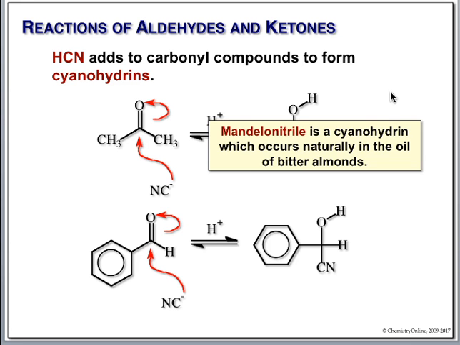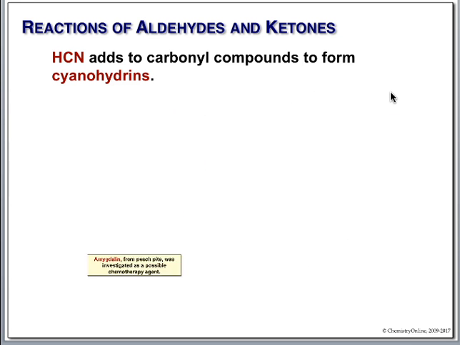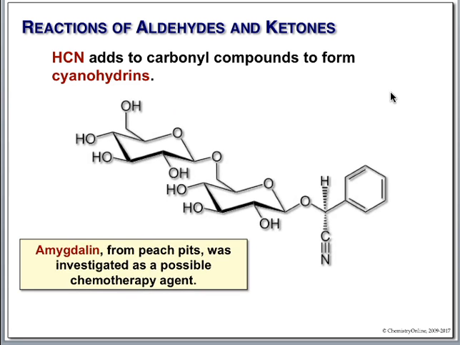Mandelonitrile. The history starts with the actual compound that's isolated from peach pits, from almonds, whatever. Let's see, almond, whatever it's called. This stuff became famous because it was supposedly a cancer cure.